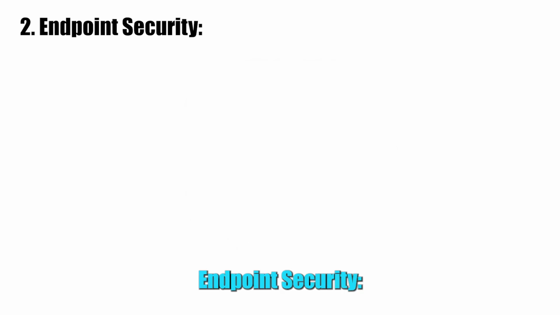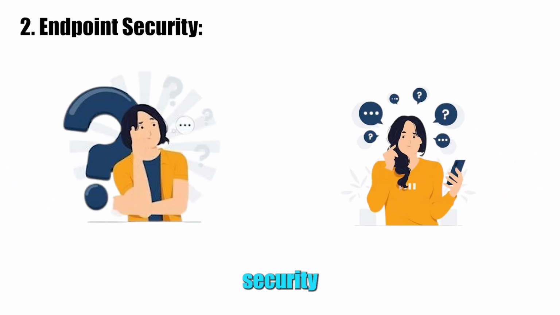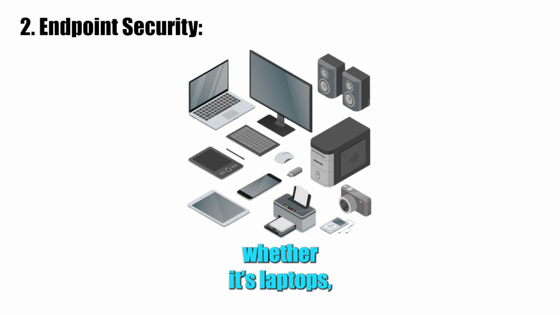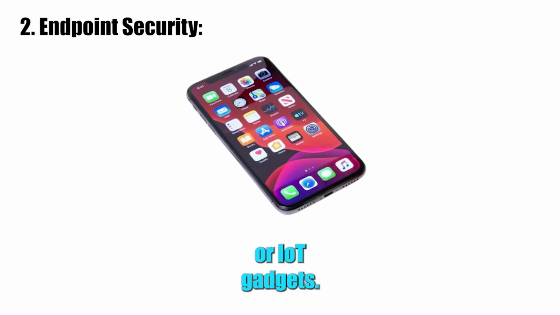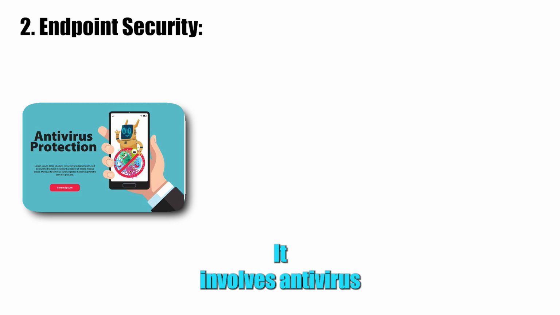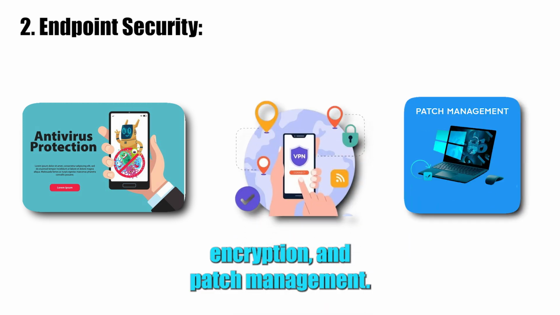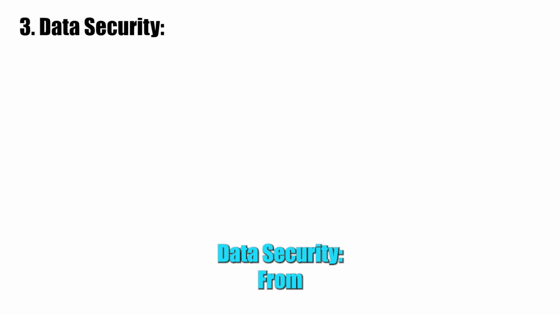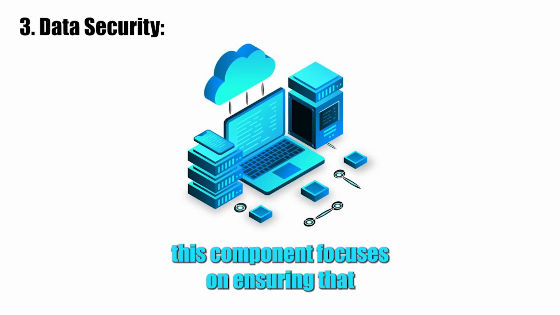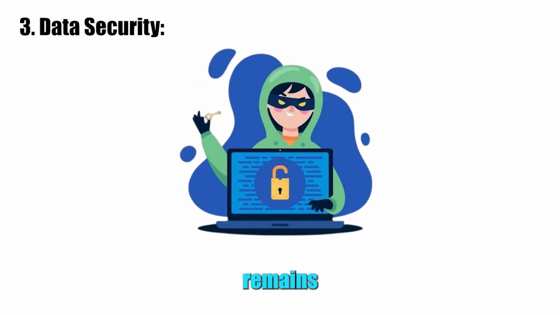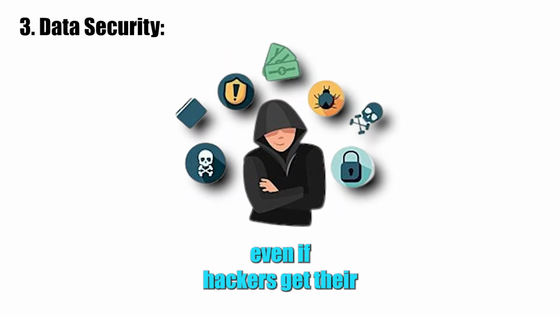Second, endpoint security. Think of this as security for all your devices, whether it's laptops, mobile phones, or IoT gadgets. It involves antivirus software, device encryption, and patch management. Third, data security. From encryption to data masking, this component focuses on ensuring that sensitive information remains confidential and intact, even if hackers get their hands on it.